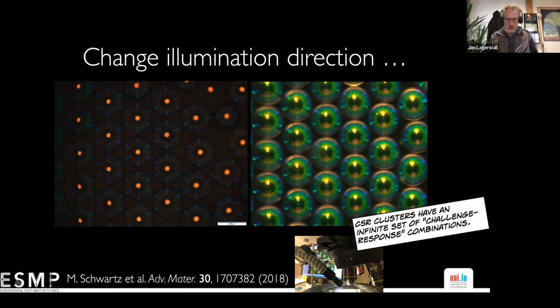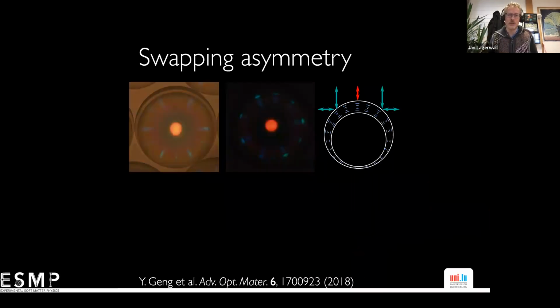And what the security researchers call this type of behavior is that you have many challenge-response combinations. So the challenge is, how do you illuminate it? For instance, which direction do you use, or which area are you illuminating? And the response is the pattern that you get. So that is already an indication that this could be useful for some kind of authentication device, because one classic way of authenticating is that you have a challenge and you have a response, and the response has to be correct for the challenge in order to authenticate.